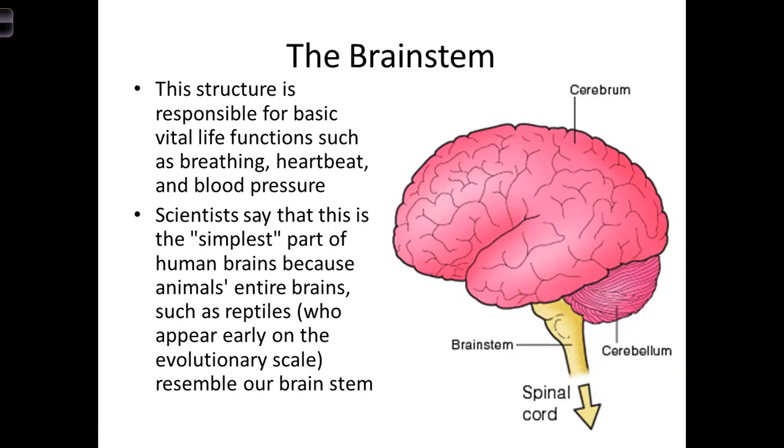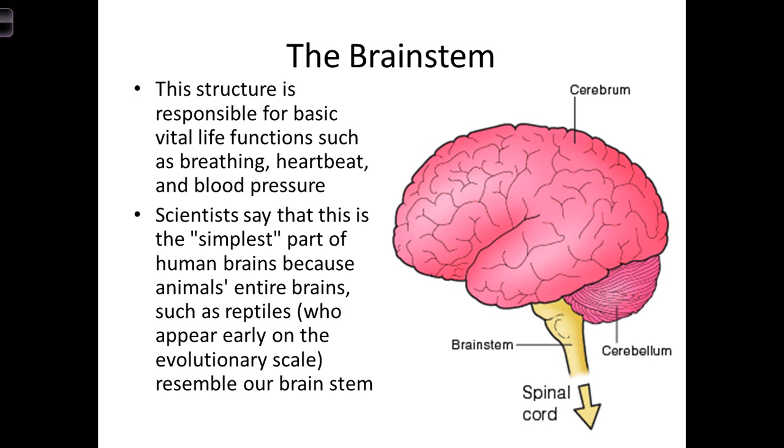The brainstem. So the brainstem is probably the simplest and the most ancient, in an evolutionary sense, part of the brain. It's responsible for our vital life functions, such as breathing, our heartbeat, and our blood pressure. So this is often what we'd say is the simplest part of the brain.